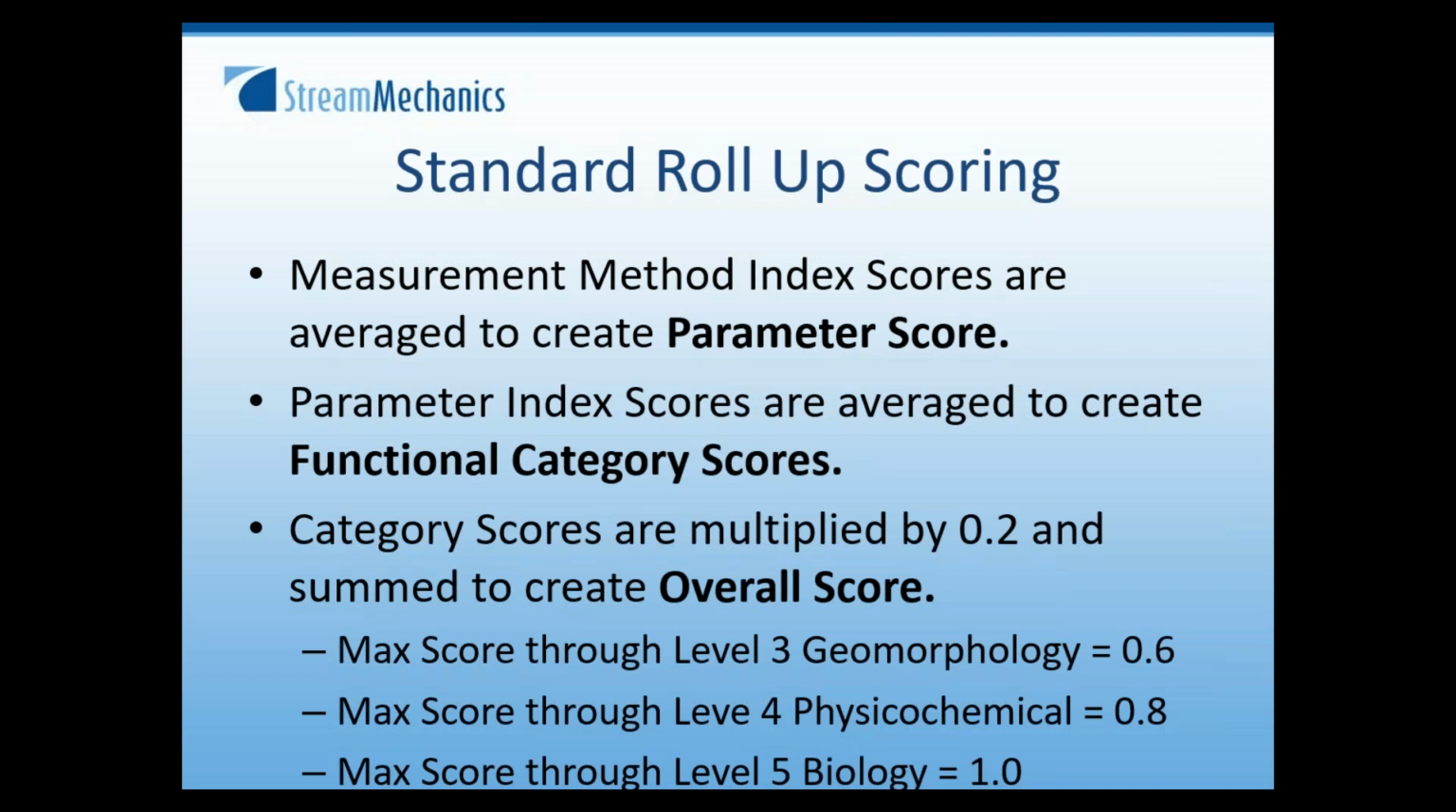So if someone only measured through level 3 geomorphology, their max score would be 0.6. If they measured through level 4 physicochemical, their max score could be 0.8. And if they measured through biology, their max score could be 1.0.